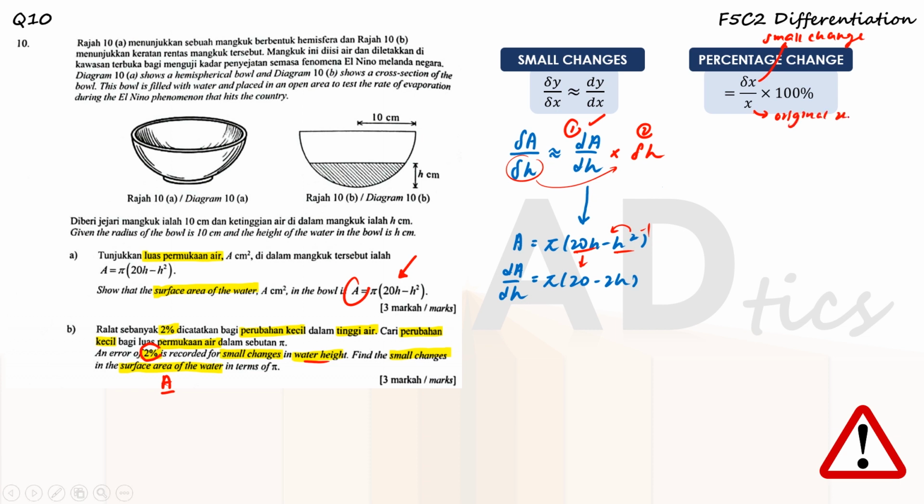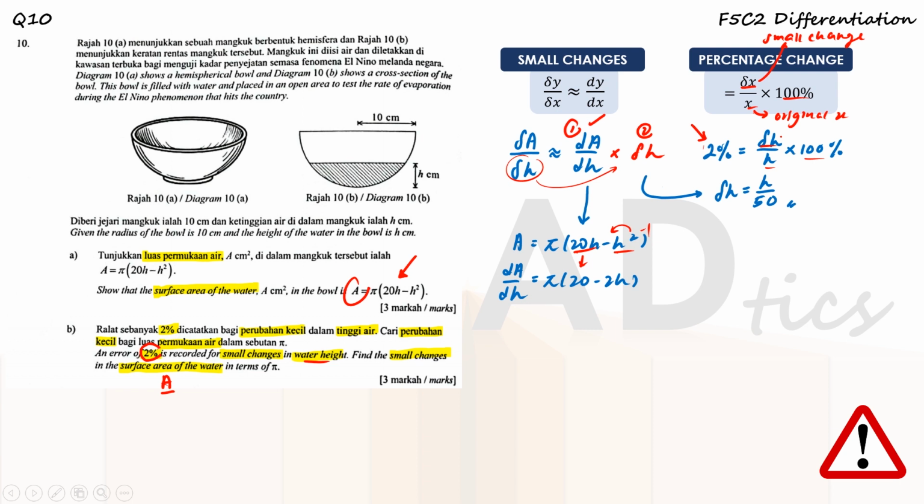Okay, so for our context, this is water height, so you change all the x to h. And they already gave us this percentage change, which is 2%. So I will sub the 2% here on the left side of this equation. Delta x, I will change it to delta h, x to h, and the 100% will remain.